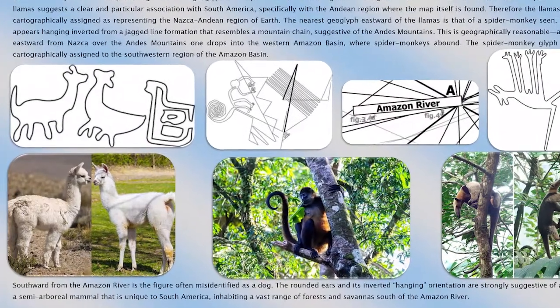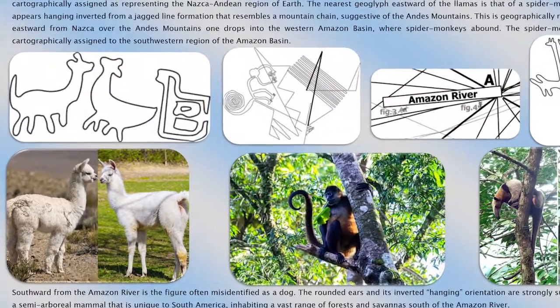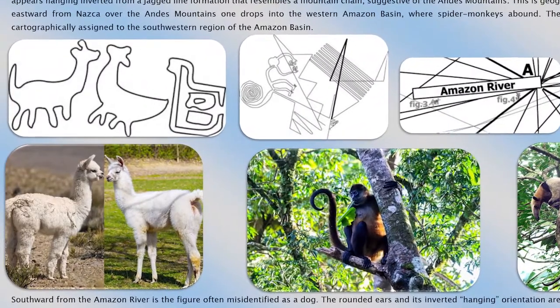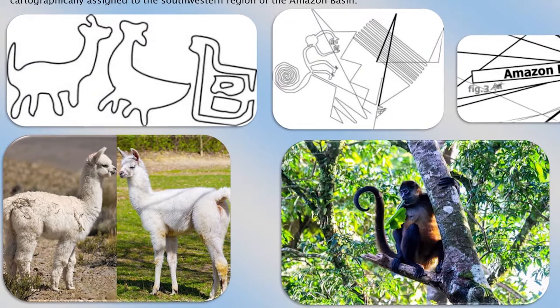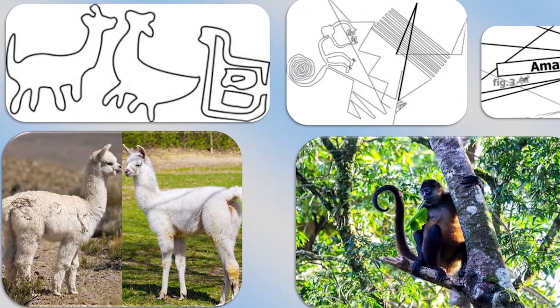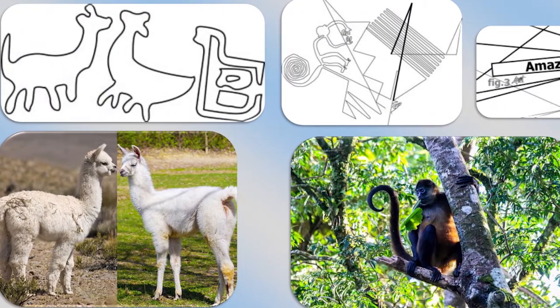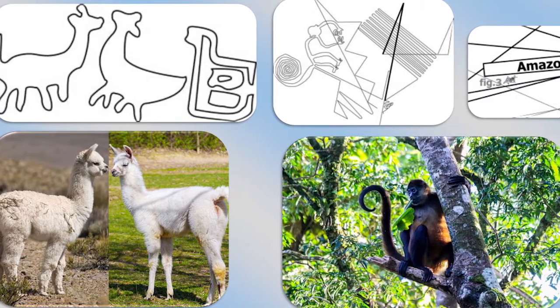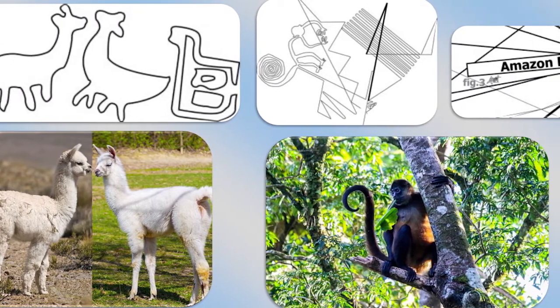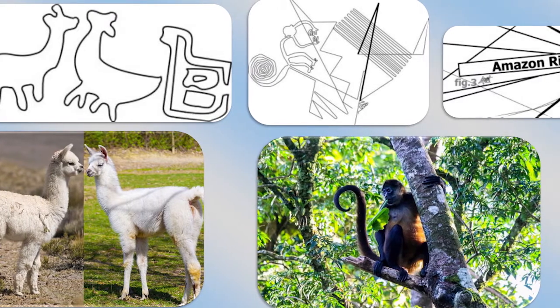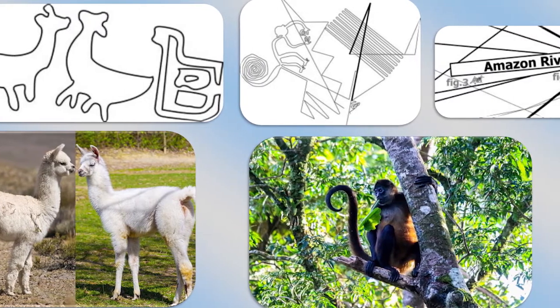To orient or key the Nazca map, one begins with the geoglyphs that depict two llamas. The figure on the right of the llamas is often referred to as their pen or corral. The llamas suggest a clear and particular association with South America, specifically with the Andean region where the map itself is found. Therefore, the llama's geoglyph is cartographically assigned as representing the Nazca Andean region of the Earth.